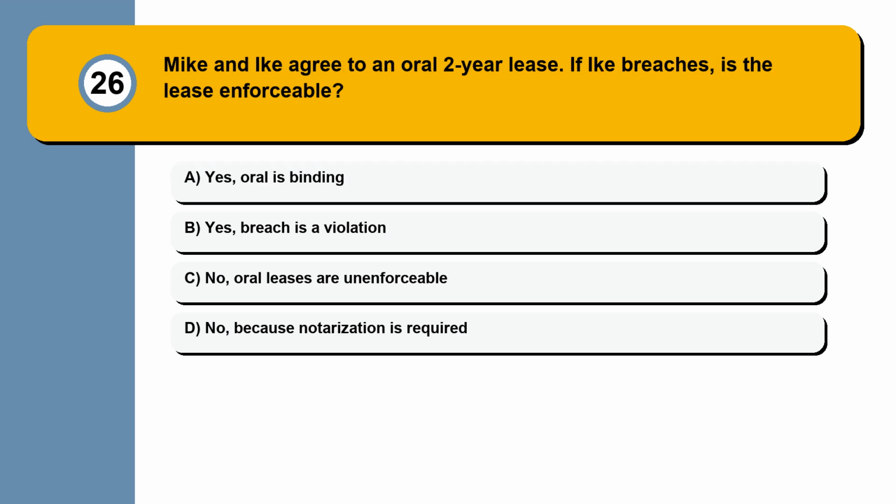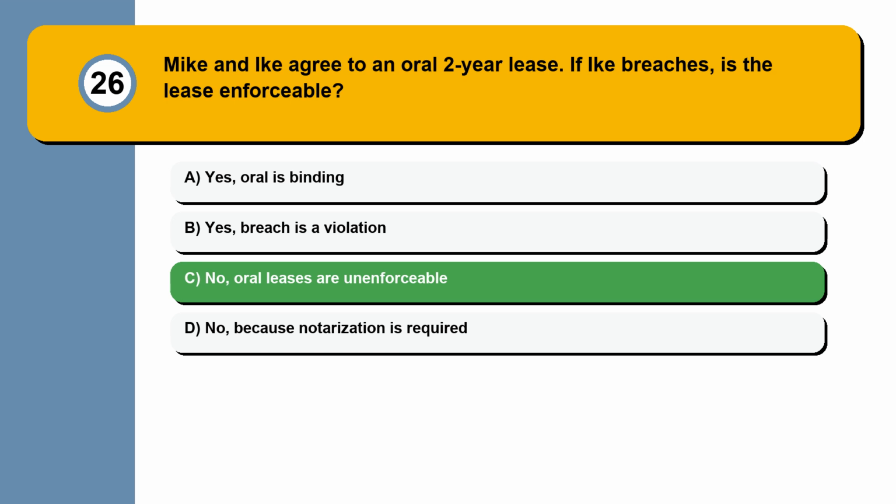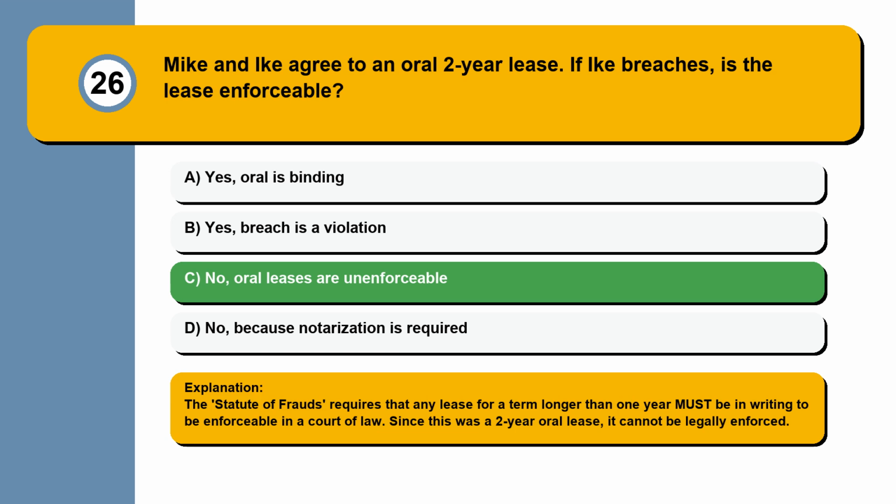Question 26. Mike and Ike agree to an oral 2-year lease. If Ike breaches, is the lease enforceable? Yes, oral is binding. Yes, breach is a violation. No, oral leases are unenforceable. No, because notarization is required. The statute of frauds requires that any lease for a term longer than 1 year must be in writing to be enforceable in a court of law. Since this was a 2-year oral lease, it cannot be legally enforced.